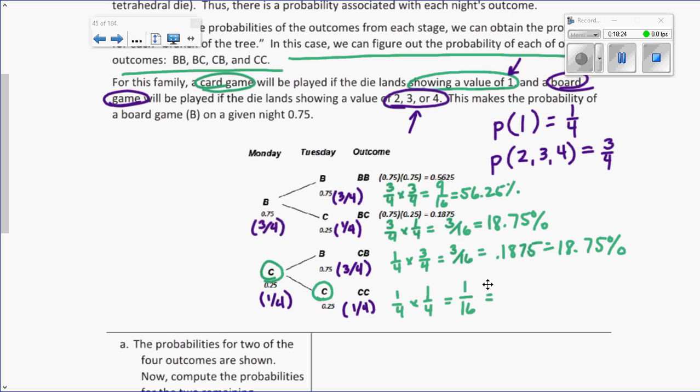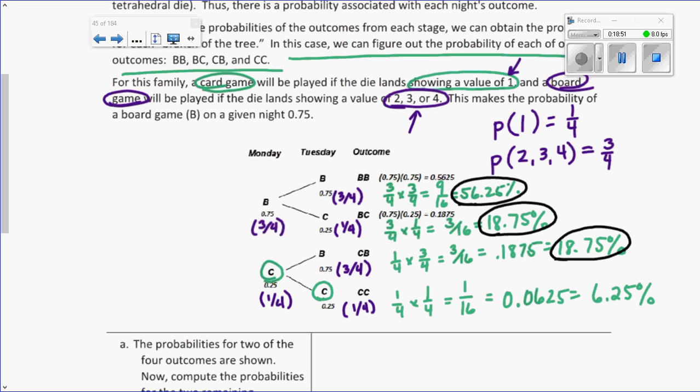Okay, so now if you actually change 1/16 to be a decimal, it's just 1 divided by 16, and then we can change it to a percent. That's 0.0625, which is only a 6.25% chance of happening. Okay, so board game, board game is about 56%. Board game, card game is about 19%. Card game, board game is another almost 19%. And then to play 2 card games is only a 6% chance, approximately.